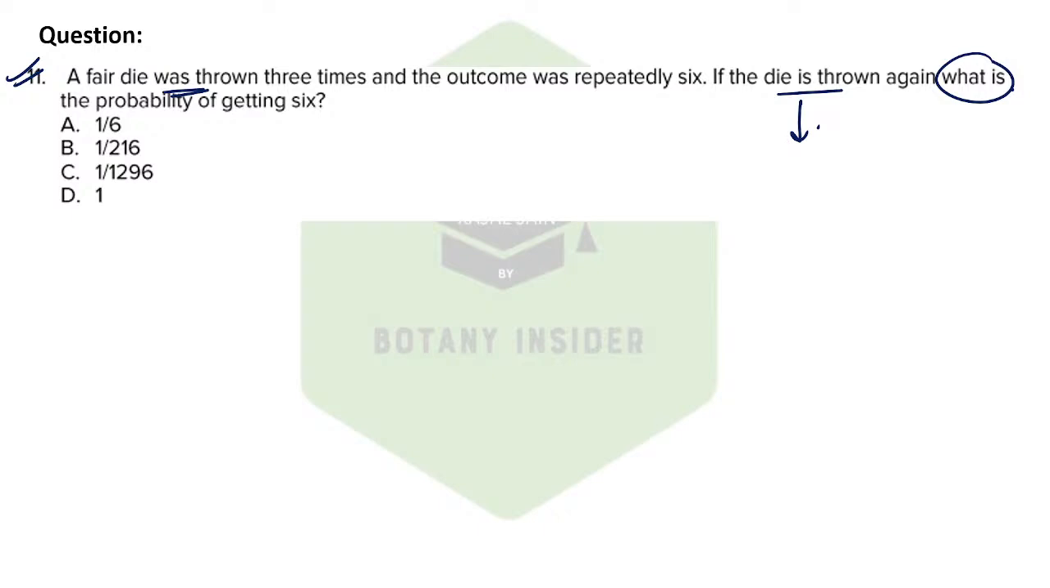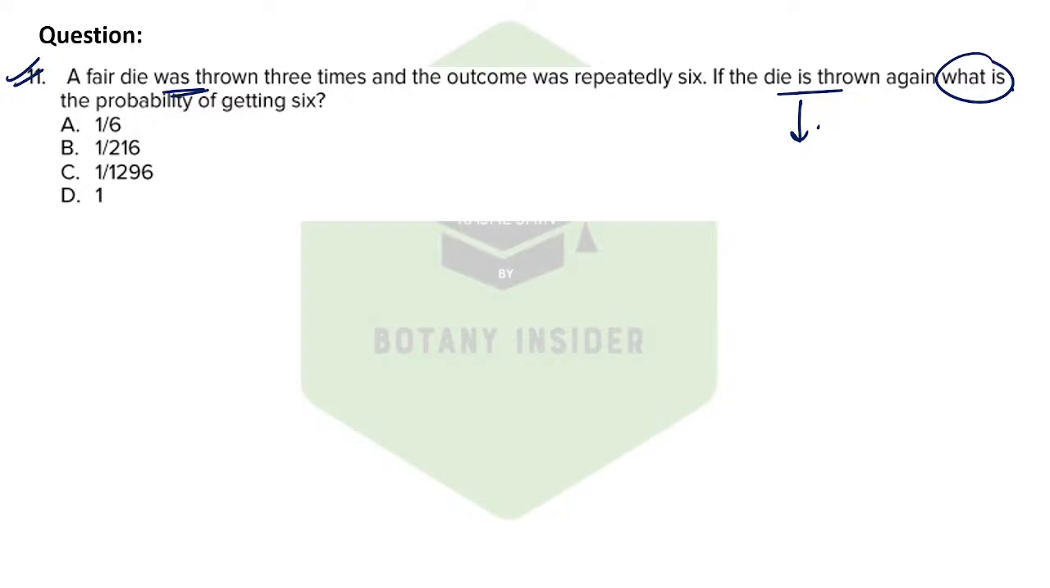Understood, everyone? Give it a try to this now. Interesting question. You're given a die. If you read this question properly, you'll get the answer. You're given a die and every time you throw it the outcome is 6 itself. Now the question is, what will happen if I throw the die again? What is the probability of getting a 6 again? So try out the question.